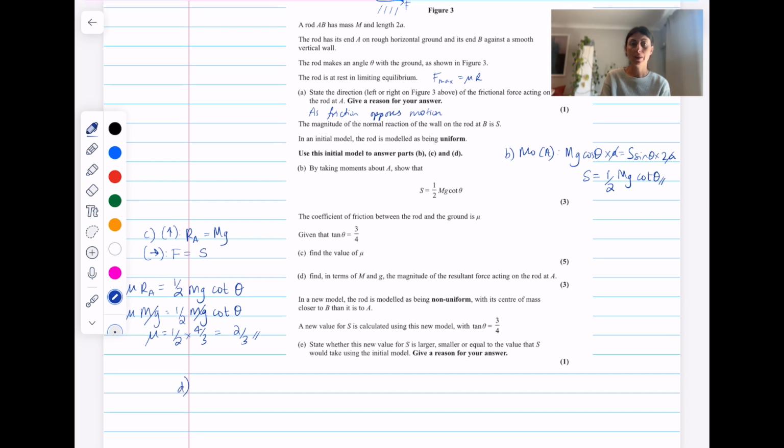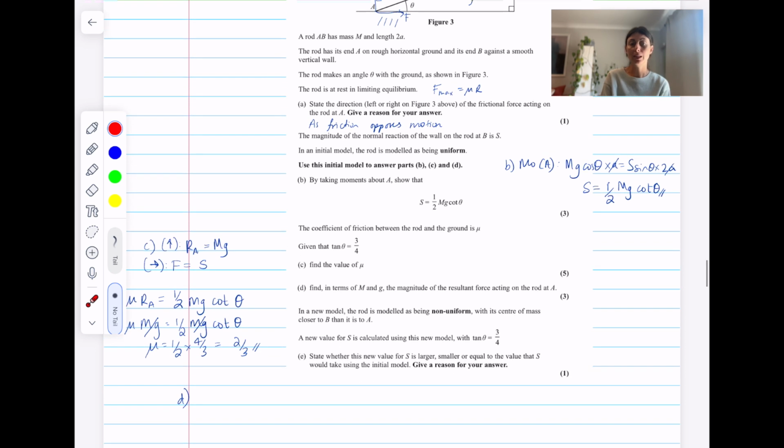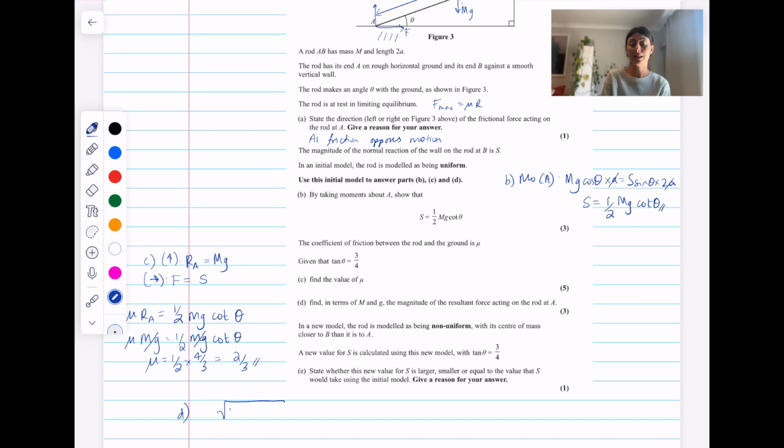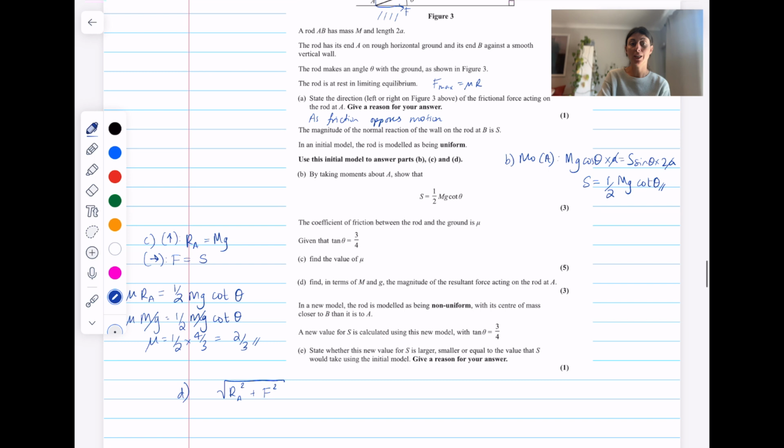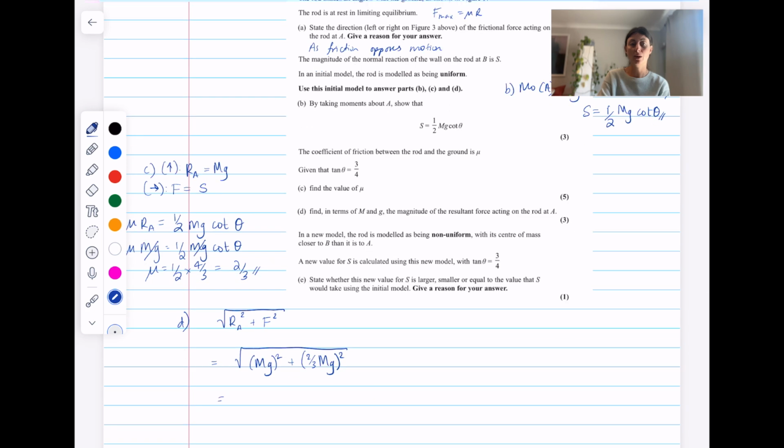Part D. Find the magnitude of the resultant force acting on the rod at A. So at A, we've got two forces. To find the magnitude, we need to square, add, and square root these forces. RA, we already know, equals mg, so that will be mg squared. And F equals mu RA, where mu is 2/3. So that will be 2/3 mg squared. Simplify this to get your answer.